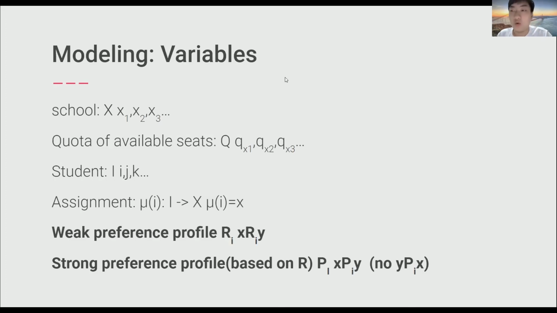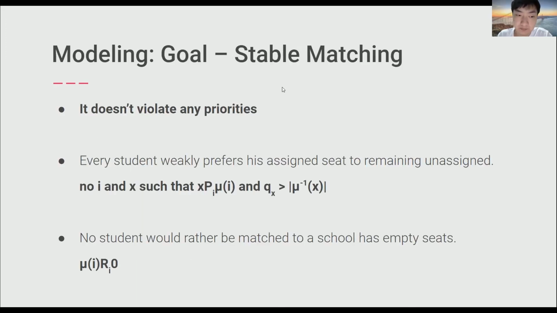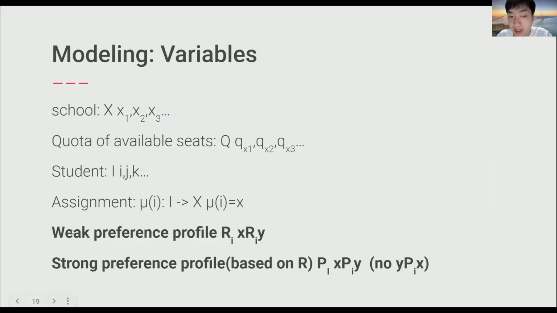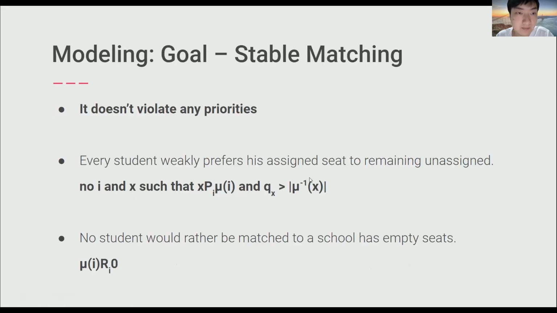Okay, now we are trying to finish up our modeling. We add two profiles. One is the weak preference profile R_I. Another one is the strong preference profile P_I. Strong preference profile means when X P_I Y, there's no Y P_I X. Our goal can be transformed under this equation: mu(I) R_I 0, where 0 means no school, that is, I is assigned to no school.